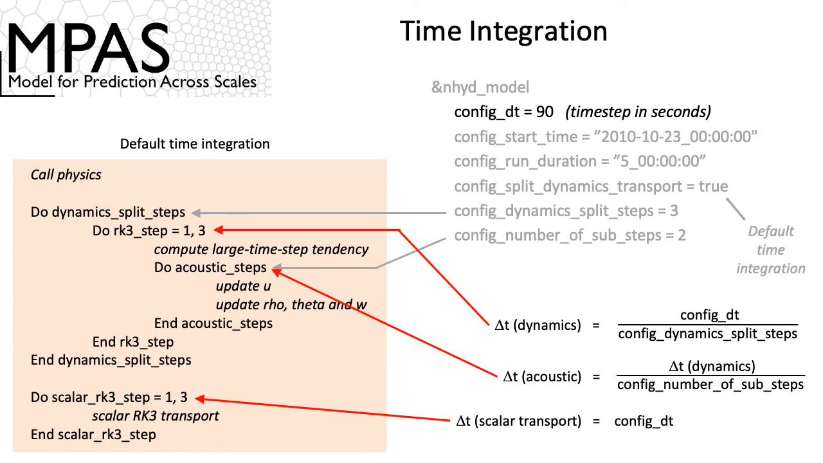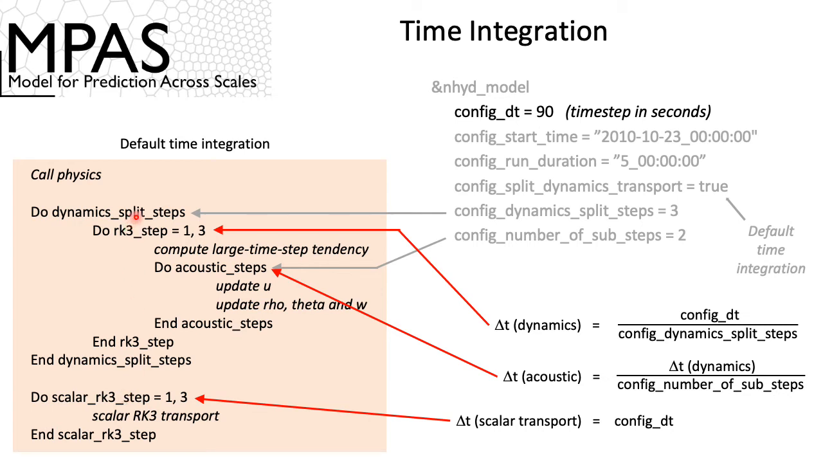The time steps that those imply are given below. First, if you look at config_dt, which we have equal to 90 seconds, that's the time step in seconds right here for the scalar transport step. And that's a single step in the course of the main time step of the model. So when you set that config_dt, what you're setting is the time step used by the scalar transport.